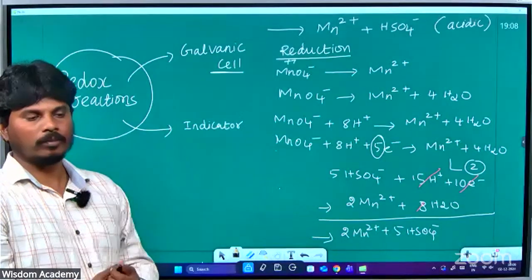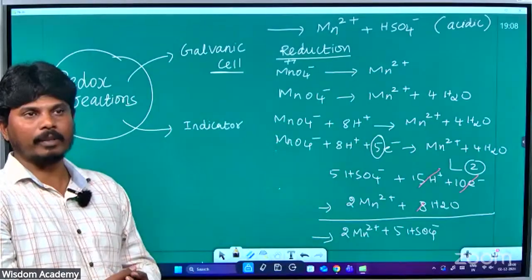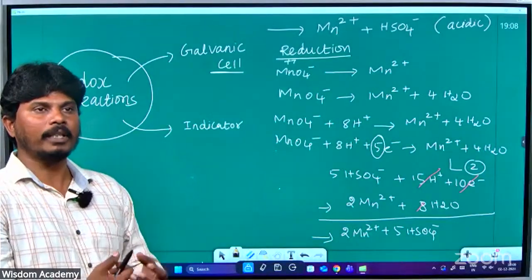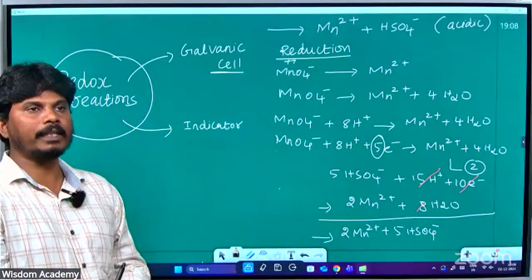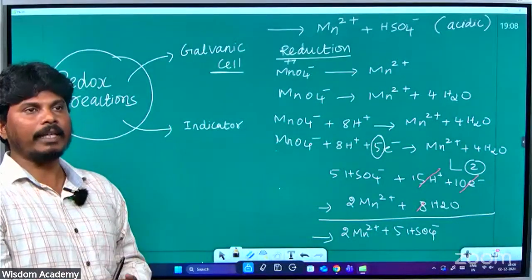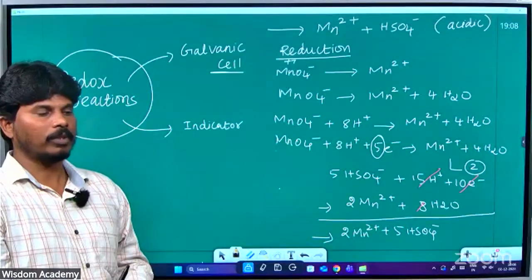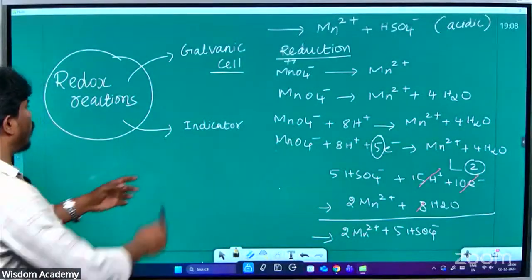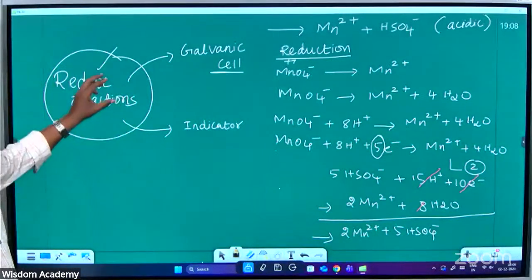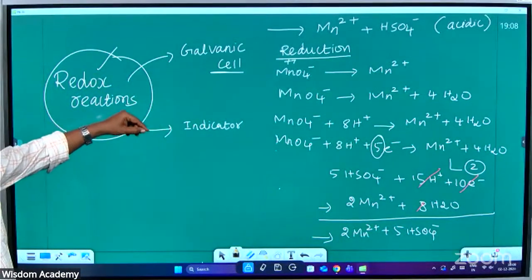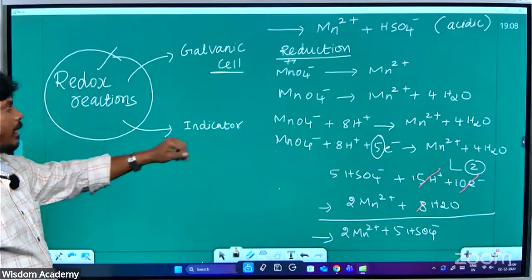So the end point, when you are doing a titration practical, we use an indicator in the titration. Actually, the main application of an indicator is to identify the completion of the reaction. We identify that completion with the help of redox. This is the complete redox reaction, oxidation and reduction. There is a small discussion available on that.